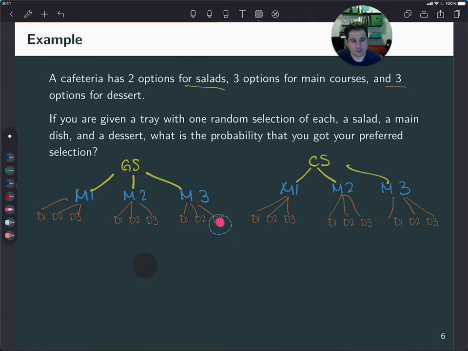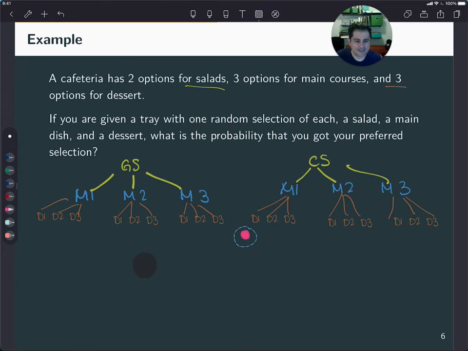So this means I got the 3rd dessert with the 3rd option of the main with the green salad. Well, this one would mean I got the 2nd option for dessert with the 1st one of the main with the Caesar salad. Correct? So how many outcomes do I have? All I have to do is count how many I have at this level, right? Because each one at this level represents a different selection: 1 dessert, 1 main, 1 salad. So I have to count here, and it's 9 on that side and 9 on that side, so there's 18.